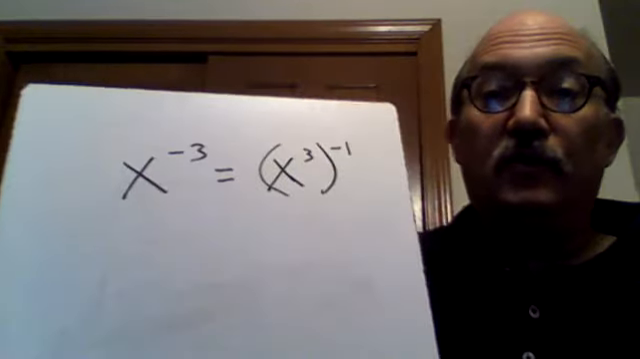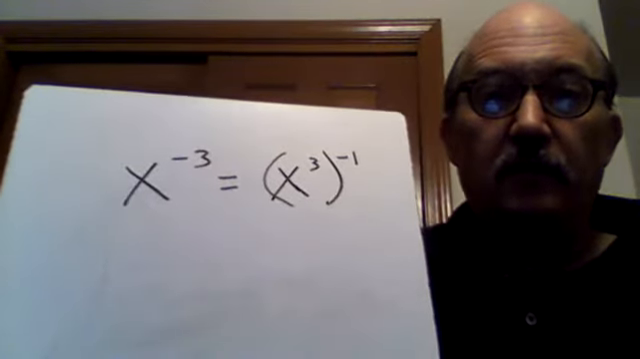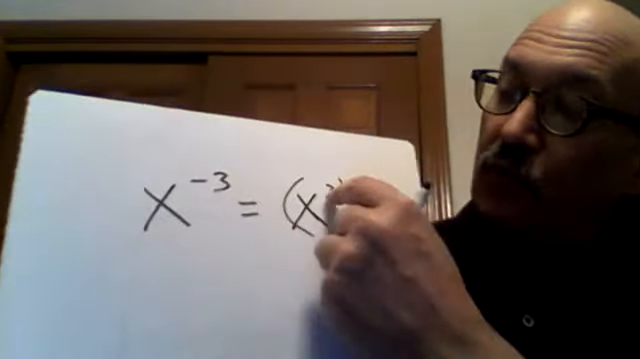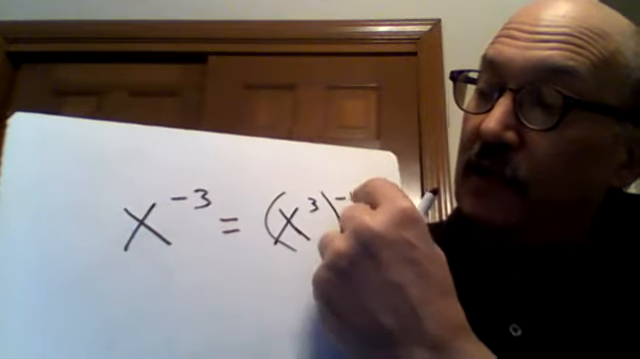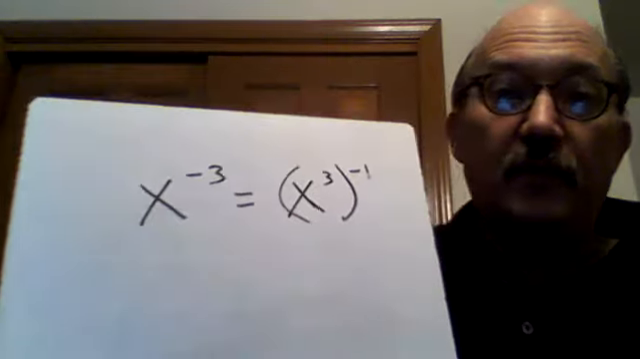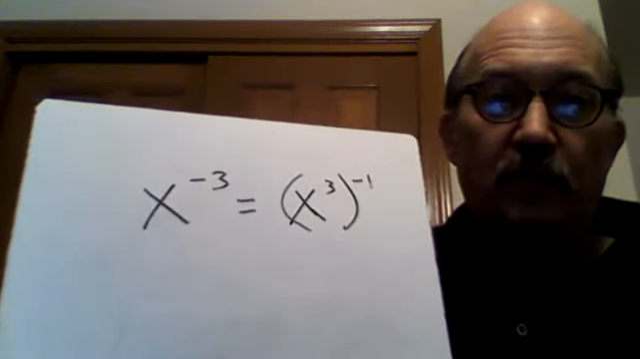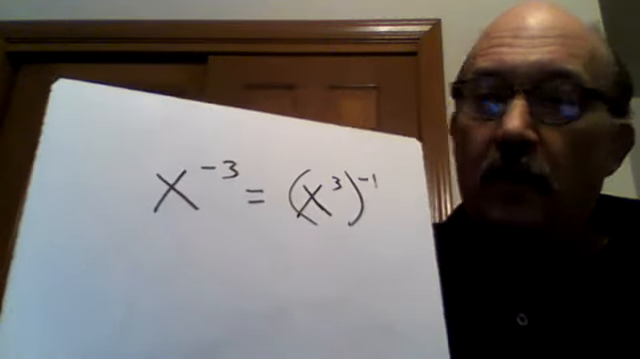It might even be necessary in order to understand x to the negative 3. We'll think of it this way. And rule number 2 would tell us to multiply the exponents. 3 times negative 1 is negative 3. So this is a straightforward application of rule number 2.